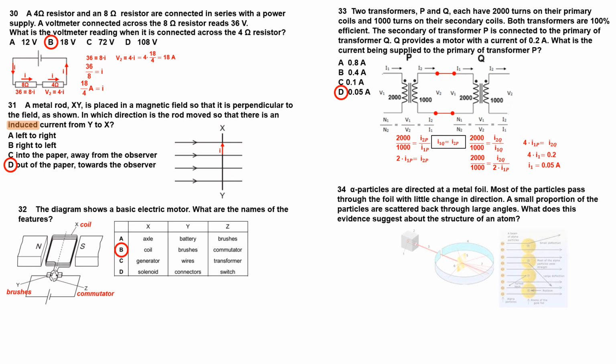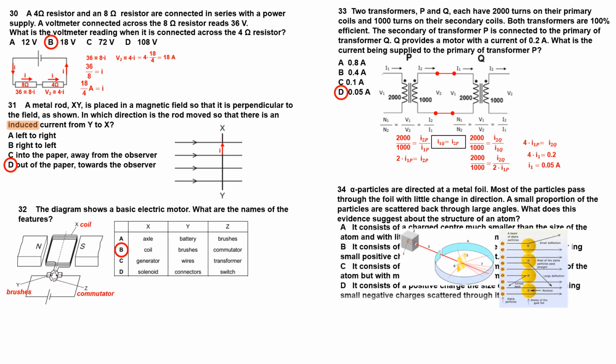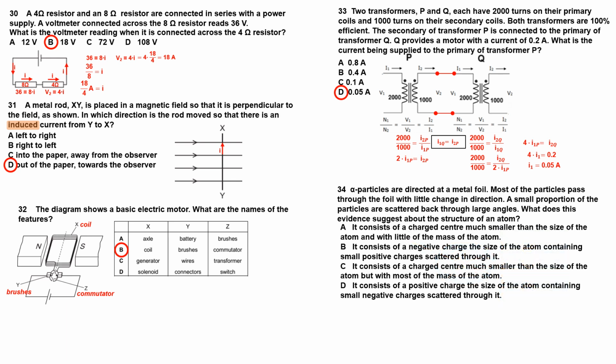Since most alpha particles pass through the foil with little deflection, this indicates that most of the volume of an atom is empty space. The small proportion of alpha particles that are scattered back at large angles suggests that there is a small, dense region within the atom where a strong positive charge is concentrated, causing the positively charged alpha particles to be repelled. This small, dense, positively charged region is called the nucleus.